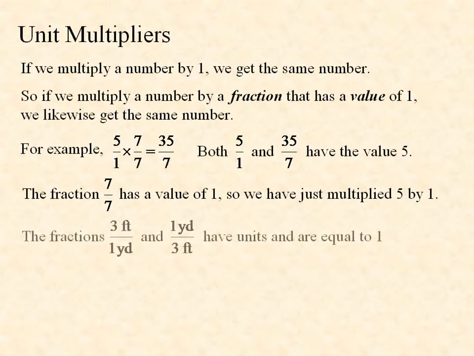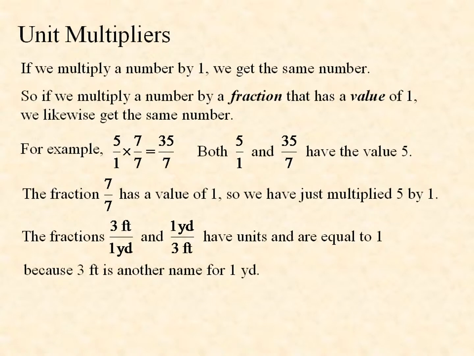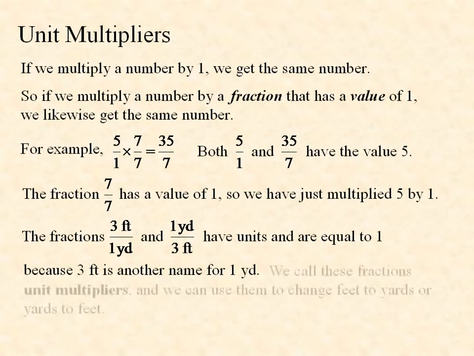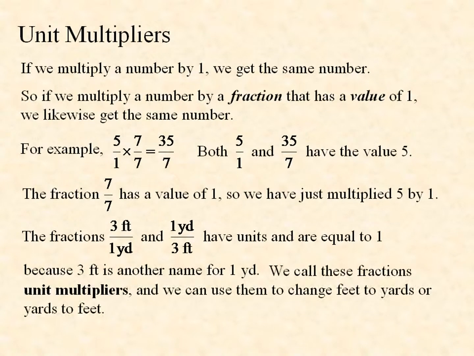The fractions 3 feet over 1 yard and 1 yard over 3 feet have units and are equal to 1, because 3 feet is another name for 1 yard. We call these fractions unit multipliers, and we can use them to change feet to yards or yards to feet.